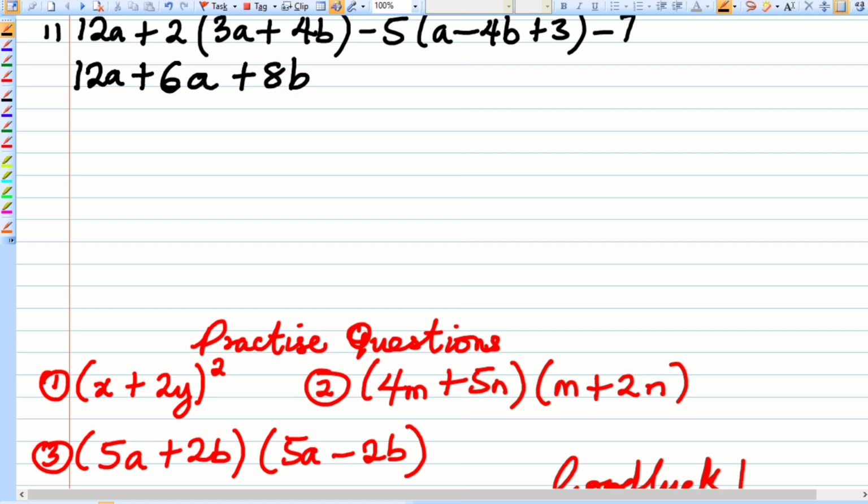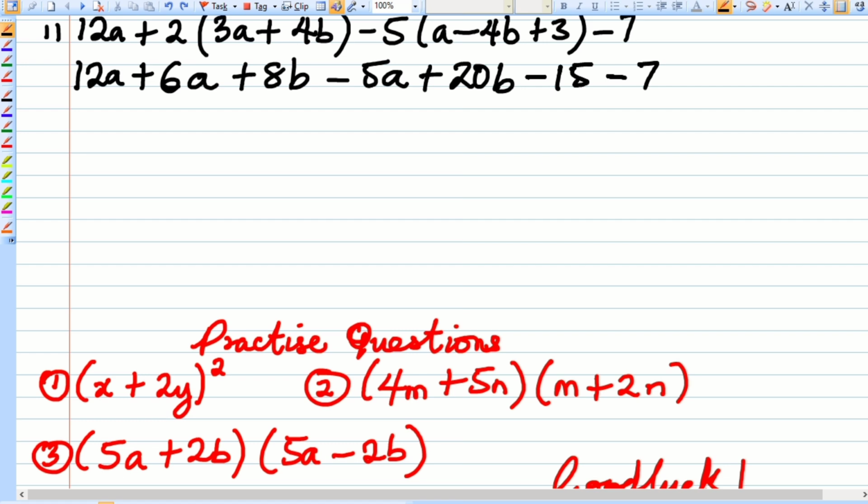We are done. Then the next number before the bracket is negative 5, so we have minus 5 times a is 5a. Now the minus before 5 and the minus before 4b, minus minus there, plus 5 times 4 is what? 20b, plus, or rather that should be minus. You see that now? The negative before 5 and the positive before 3, plus minus is minus, so you have minus 5 times 3 is what? 15, and then the minus 7 there.